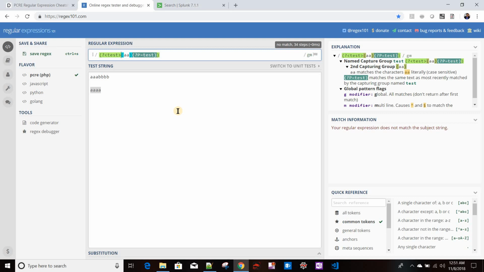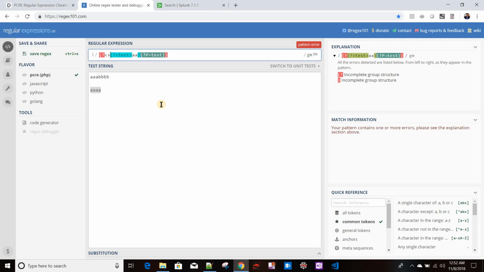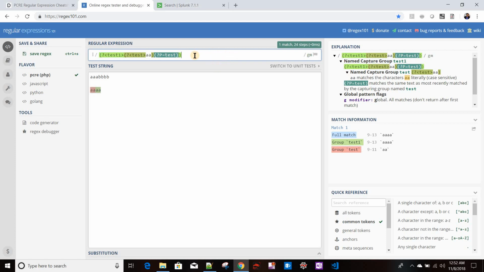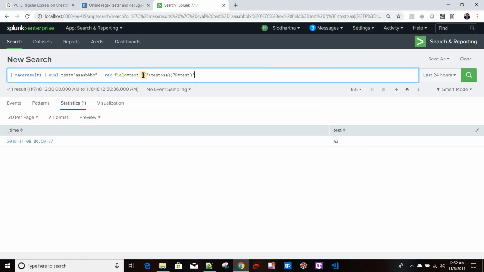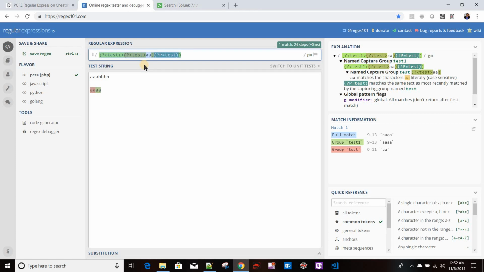AA is the group, and okay, let me go back there. So this is my group 1, and if I give another name, let's say test 1. Okay, yeah. So if I give this string here, now I can capture this 4A as well. So if you see here, you can create group as many as you want based on your need.